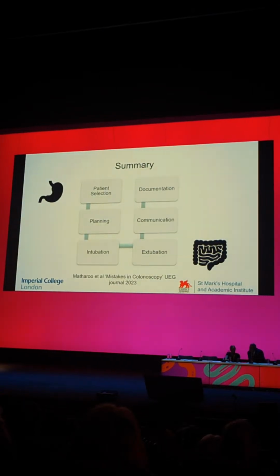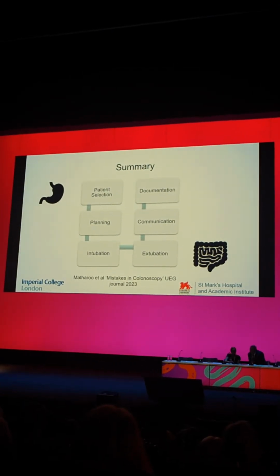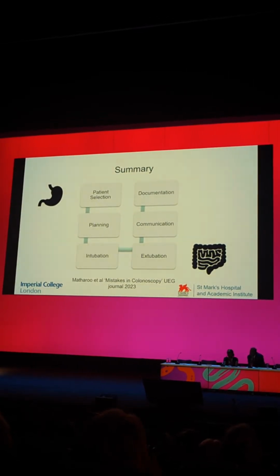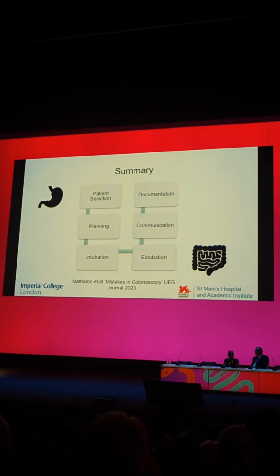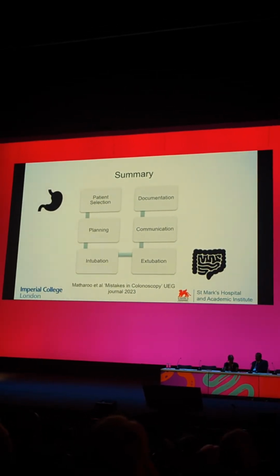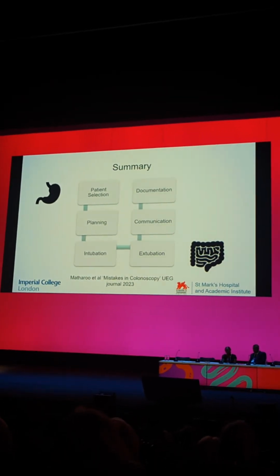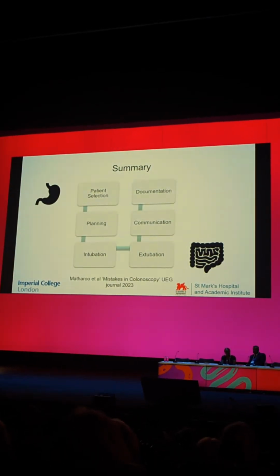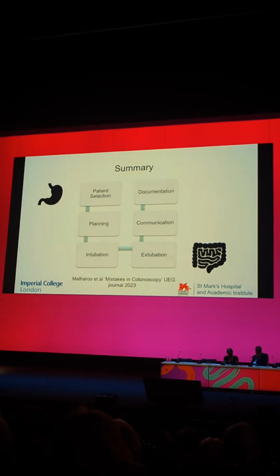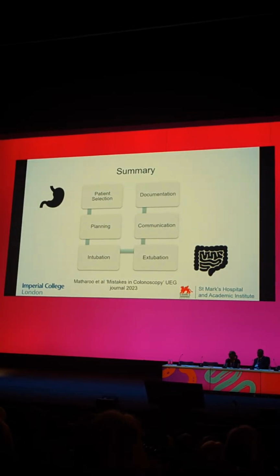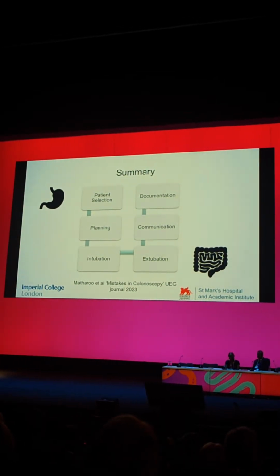So the summary of this talk I'm going to put at the front. I'm going to go through 6 brief mistakes published in the UEG article. So the first one relates to patient selection. Then I'm going to talk about planning and preparation, how to manage intubation, which is a key part that induces anxiety for our patients, how to optimise extubation and avoid mistakes there, thinking about our communication and non-technical skills, particularly when you encounter a complication, and then finally documentation.